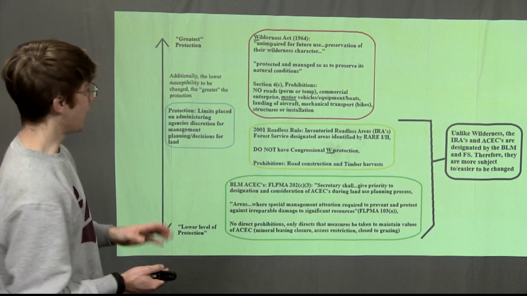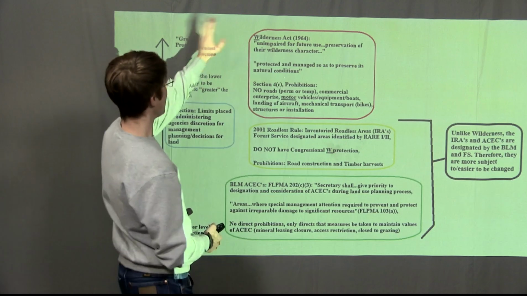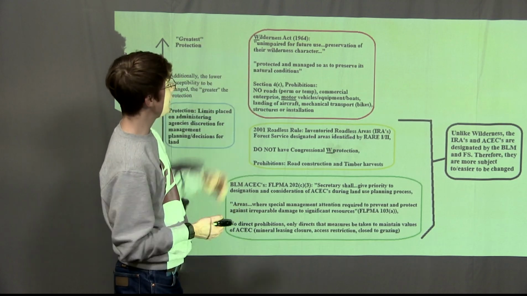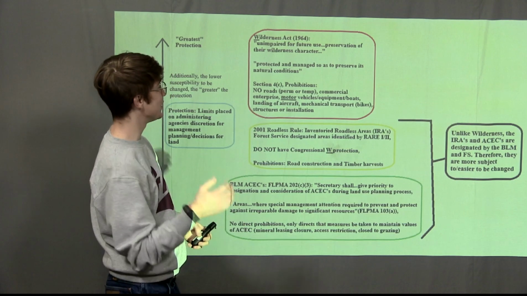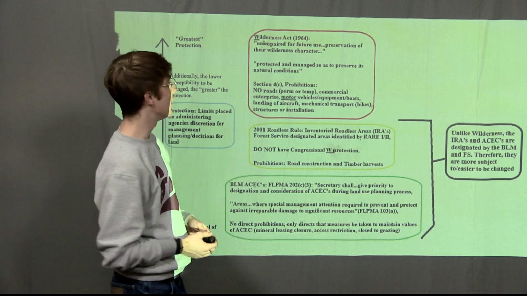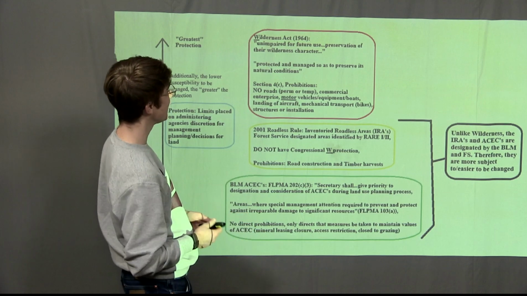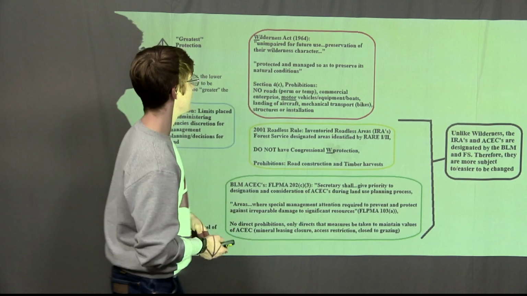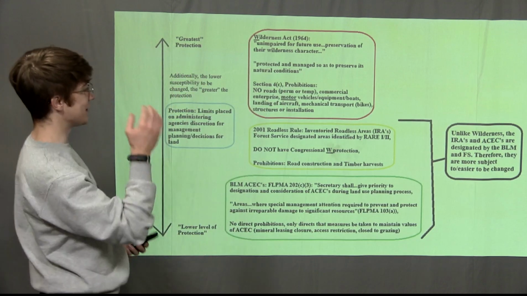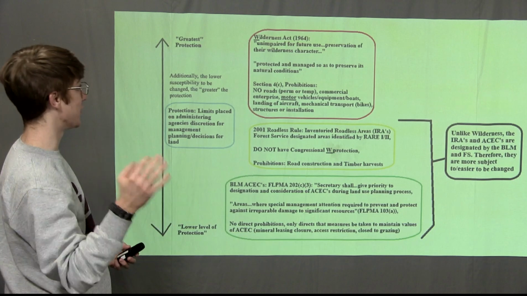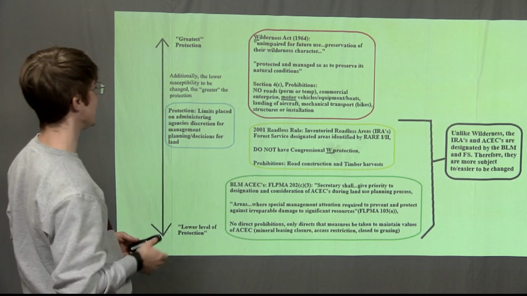So, starting at the top, you have the Wilderness Act. It's got that unimpairment mandate: unimpaired for future use, preservation of wilderness character. So there's a dominant use mandate right there, preserving that wilderness character, protected and managed so as to preserve its natural conditions.